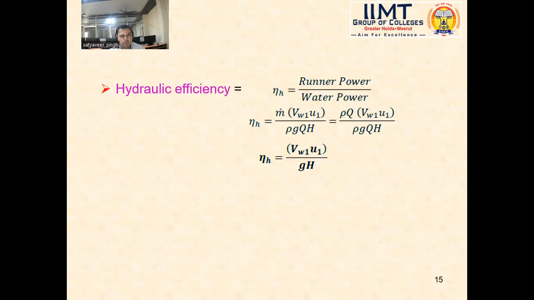Now, if we simplify this formula, rho g and rho g Q, here is rho, so rho cancels out, and Q cancels out. Then the formula for the hydraulic efficiency becomes Vw1 U1 upon g H. So to calculate the hydraulic efficiency, we first have to know the runner power and the hydraulic power.